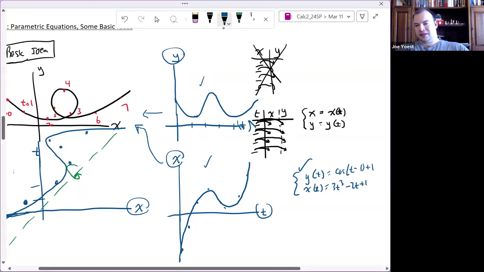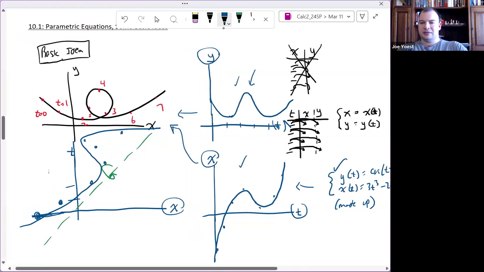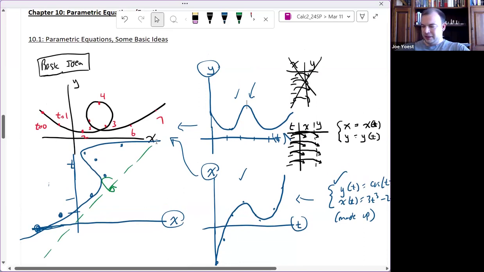And again, these are just made up. It certainly looks like this could be a cubic and some kind of oscillating function like a sine or cosine, but I'm just throwing something out there. So that's the basic idea of parametric equations.